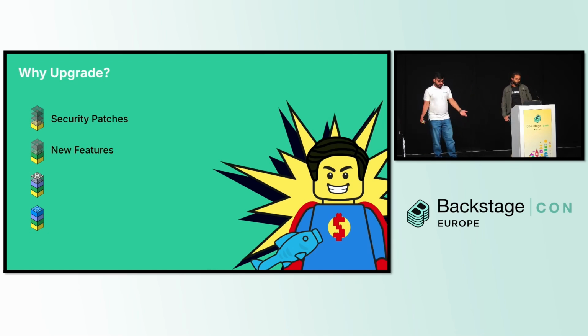Second, obviously, new and shiny features. Backstage releases once every month, and new features pile up every 2-3 releases, and you would want to be on the latest version to have the new features. And obviously, bug fixes. We suggest you be not very far from the latest version, maybe just 2 or 3 versions back, so that most of your bugs are fixed.